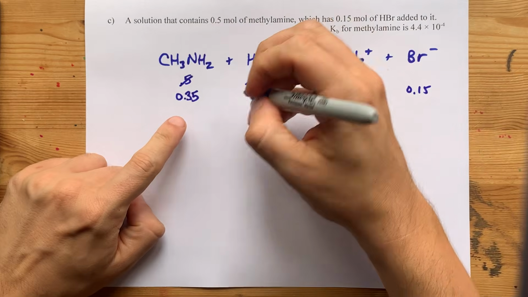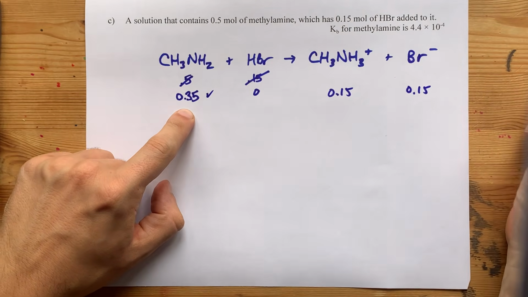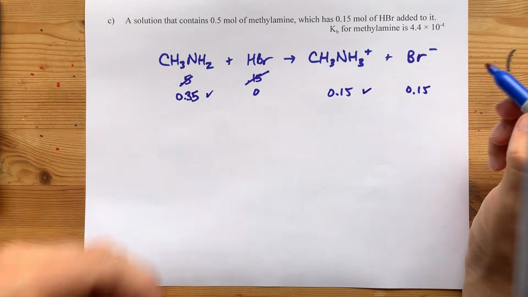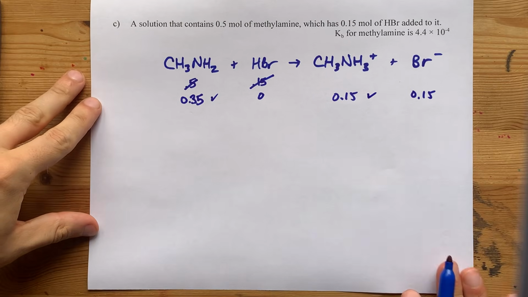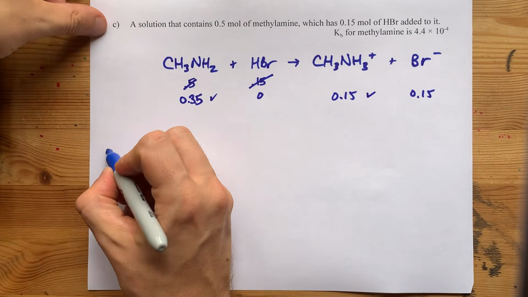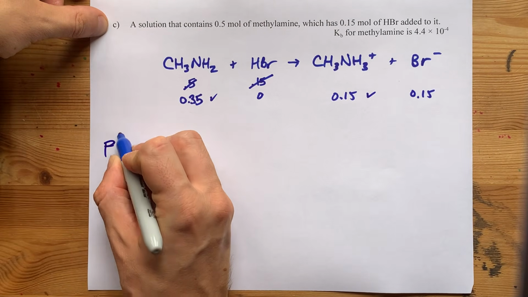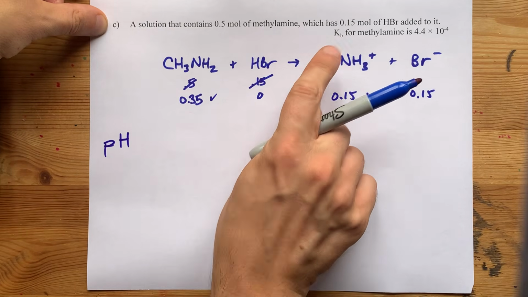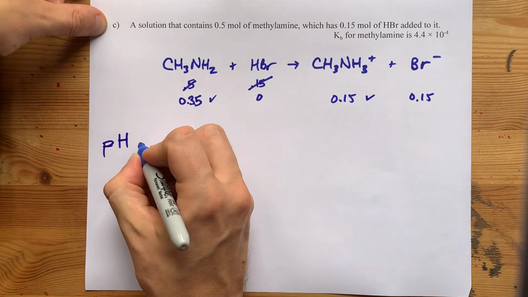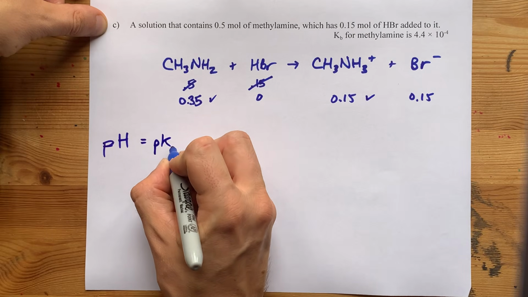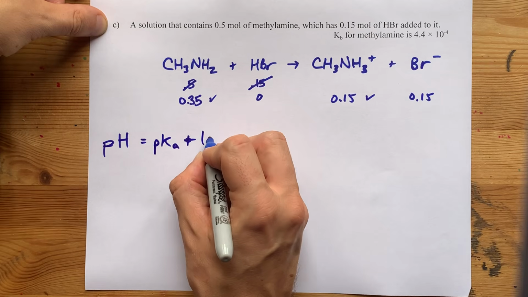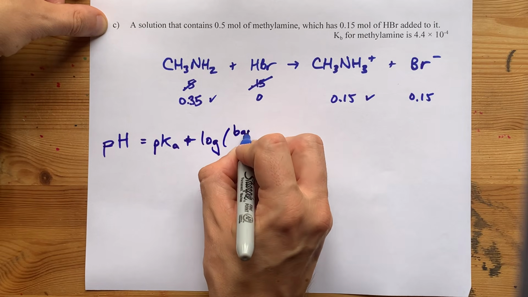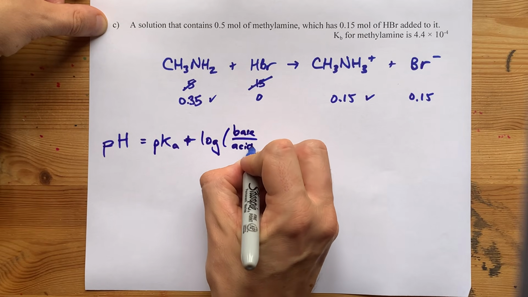But what we do have here is some weak base and its conjugate acid in solution. Wow. Now, some teachers will give you a different version of the Henderson-Hasselbalch equation based off of Kb. But I want to show you that you can use the same equation that you've always used, pKa plus the log of base over acid, in both cases.